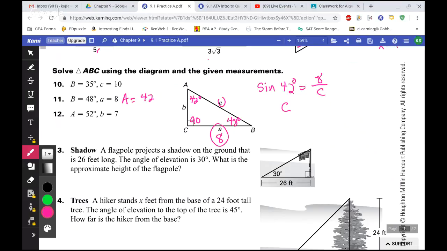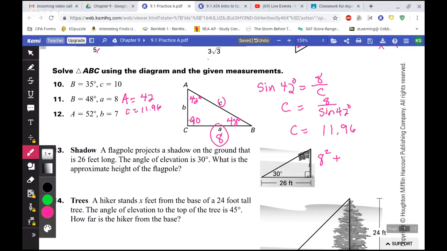So we'll have C equals 8 over sine 42 degrees. So you plug that into your calculator. 8 divided by sine 42 equals, so C equals 11.96. And now we'll take that measurement, and we've got A, so we've got little c equals 11.96.